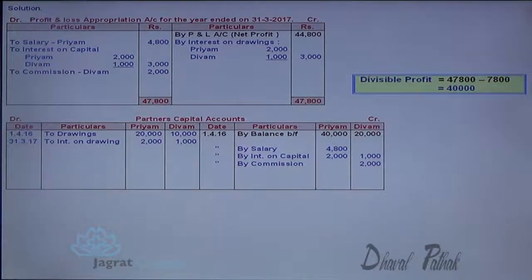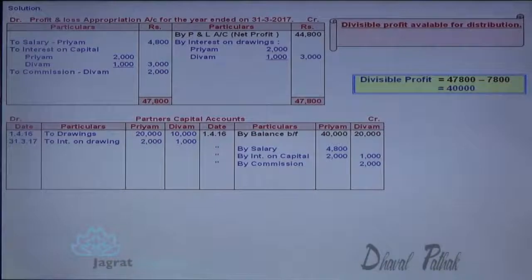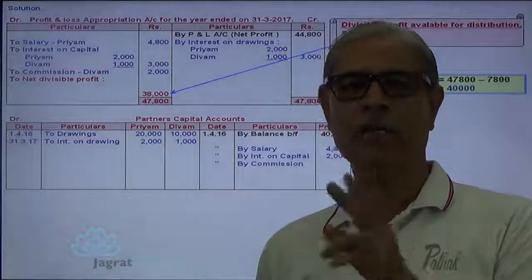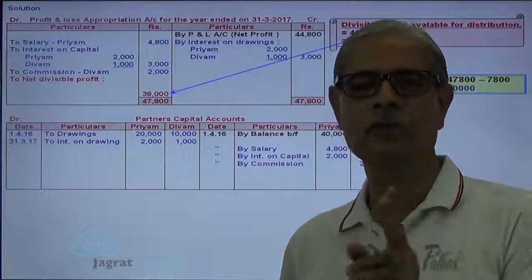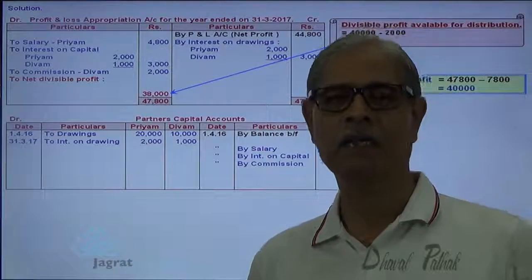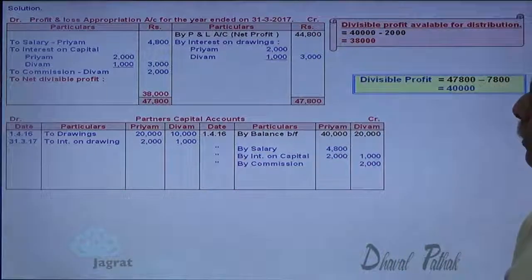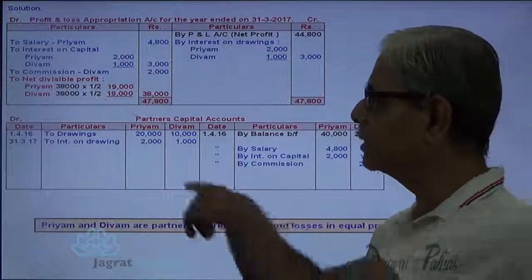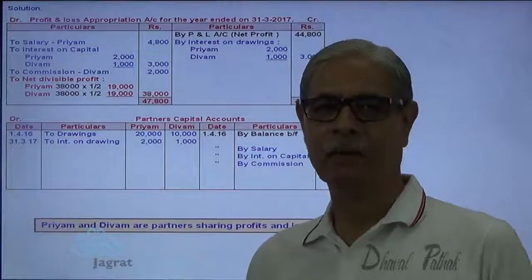Now, divisible profit available for distribution, how much? 40,000 minus 2,000. 38,000 profit available for distribution. This profit is distributed equally by the partners. So each partner, there are two partners. 38,000 is to be distributed equally. So each partner will get 19,000. So share of Priyam, 38,000 into 1/2, 19,000. Share of Divam, 38,000 into 1/2, 19,000. So 38,000 is the profit distributed.